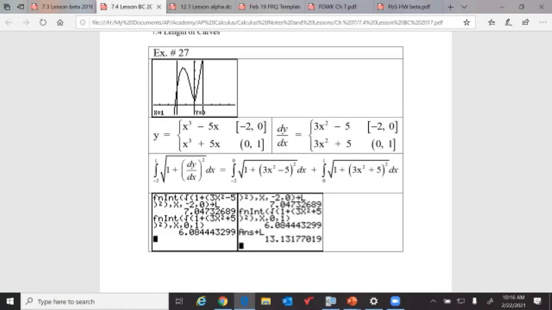And you don't want to truncate your answer. You don't want to round it to 3 places until you're finished. So I took this and said, store this one in L, alpha L, and then just add the answer to the right to alpha L, and then truncate that. 13.132. Okay? So what you had was the function was continuous, but it wasn't differentiable. So you had to break it down into 2 branches.